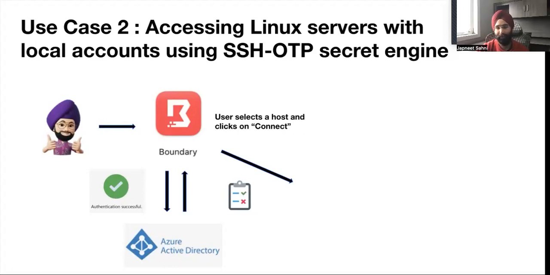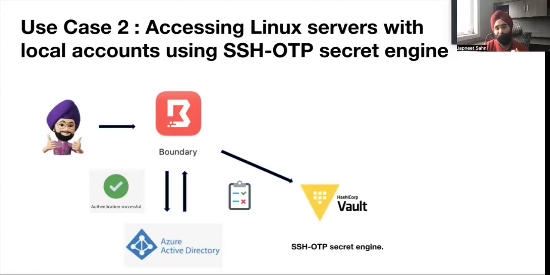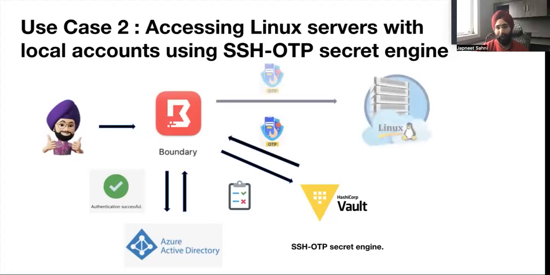And once he clicks on that connect button, in the background, the request is going to go to the Vault, right? And Vault is going to give an OTP. It's going to generate an OTP for that user and that particular Linux machine. Using this OTP and the proxy URL, the user is going to present this OTP to that Linux machine, right?